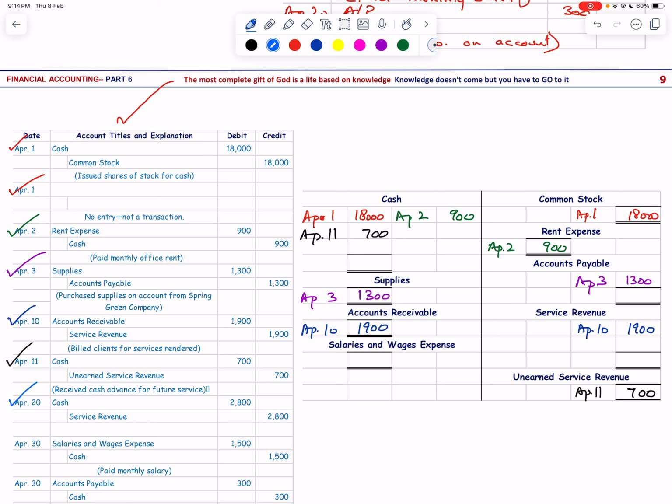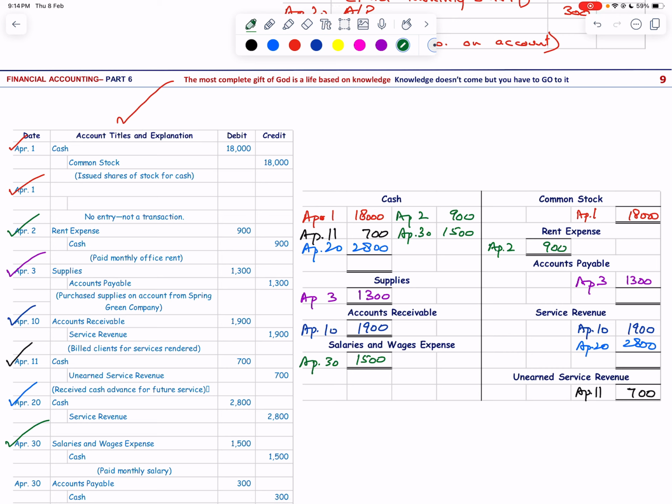Again, cash is debit by 2800, and there is service revenue of 2000 April 20, 2800. Then we have April 30, salaries and wages expense, it is debit by 1500, and cash is credit, so April 30, 1500.